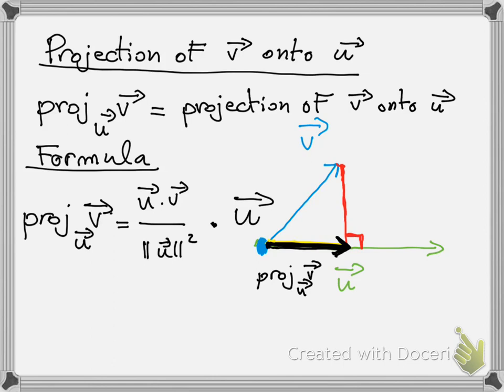Okay, so this thing here is a number, of course, because the dot product is a number. The length of u square is another number, right? And when you multiply a number by a vector, you get a vector, right? So for example, let's do an example so you can see what I'm talking about here.